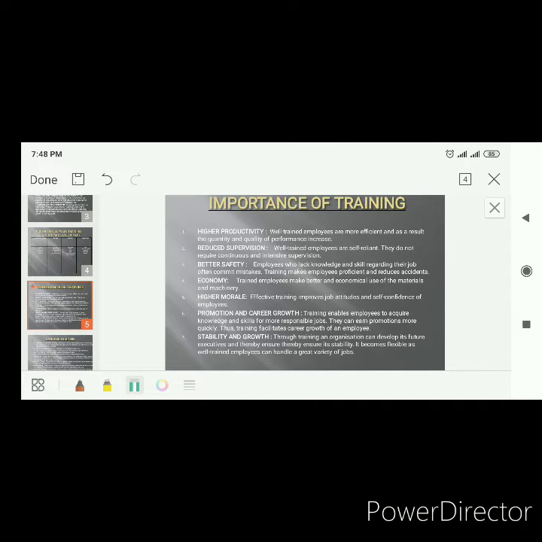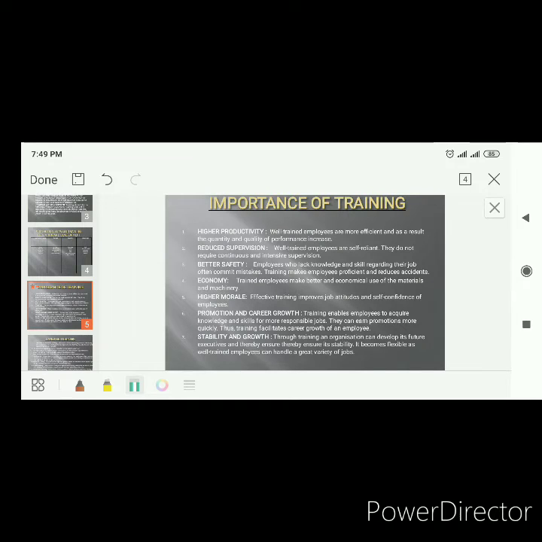Why training is important. The first point, higher productivity. You know what? The trained people will give you higher productivity. Since they are trained, their job performance will be better in comparison to the rest. There will always be a difference between a well-trained employee and an untrained employee.